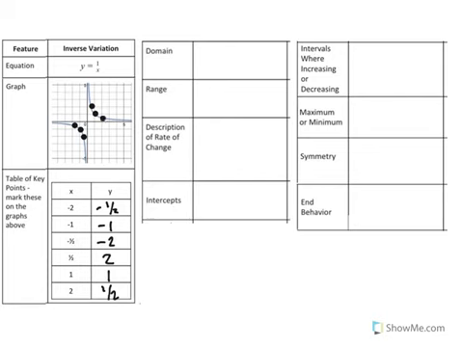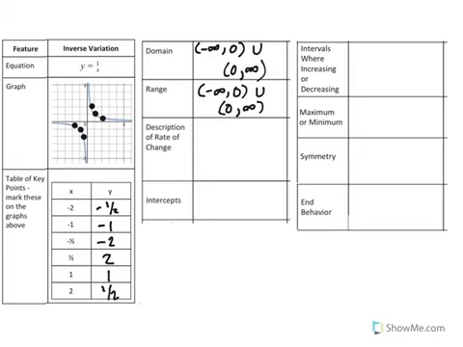Okay, our domain here, as we talked about when we first learned about inverse variation, is a joint domain. It is negative infinity to 0 and 0 to infinity. Remember, no brackets around 0 because that is an asymptote that we cannot actually touch. We're just going to approach it. For the range, it's the exact same thing. We're going to be approaching a y value of 0, but we're never actually going to touch it.